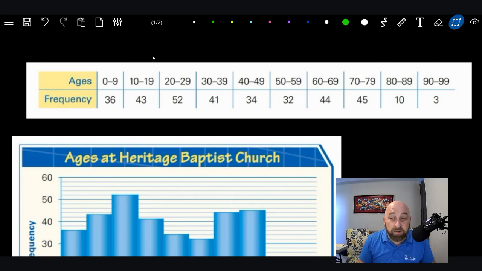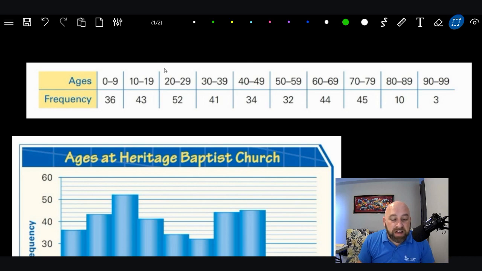Why are you laughing? Okay, I'm not 20 to 29 anymore. I used to be. Many, many moons ago, I was 20 to 29. But there are 52 of those. 30 to 39, we're getting closer to me, okay? Still not there yet. 41 of those. 40 to 49. That's me. Yeah, that really is me this time, okay? There are 34 of us.